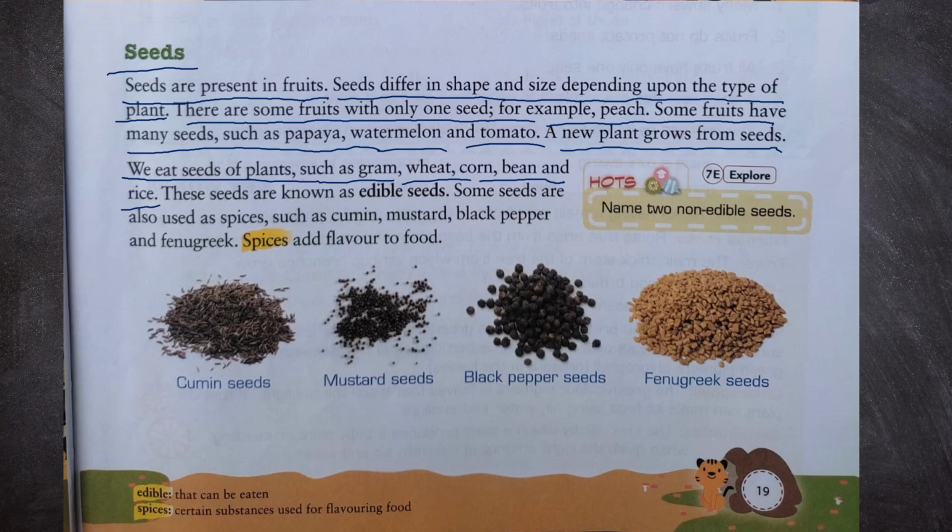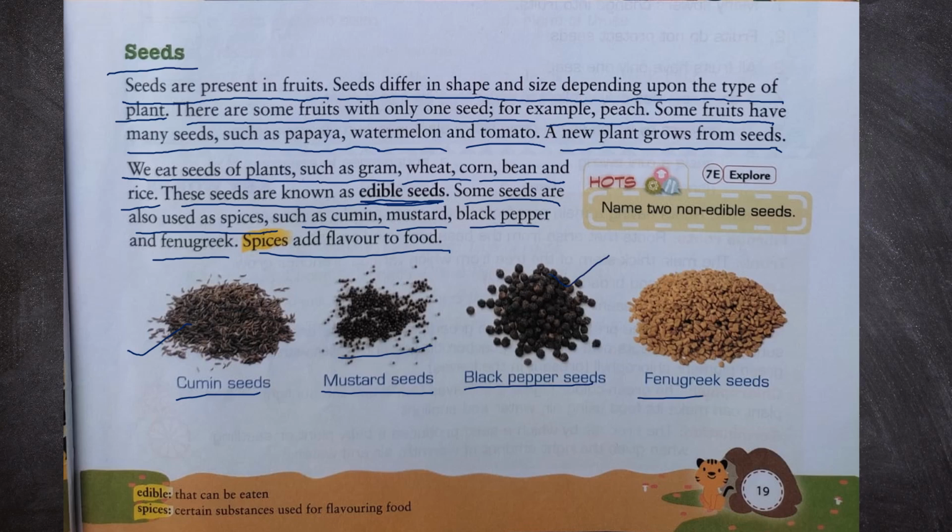These seeds are known as edible seeds, which we can eat. Some seeds are also used as spices such as cumin, mustard, black pepper and fenugreek. Spices add flavor to food. We see pictures of cumin seed, mustard seeds, black pepper seeds and fenugreek seeds. Name two non-edible seeds. So mango seeds and apple seeds are non-edible seeds.